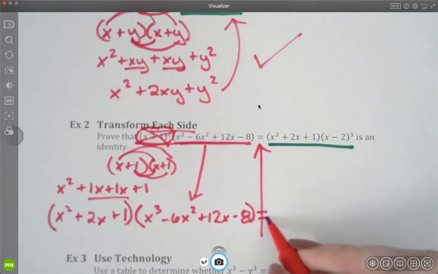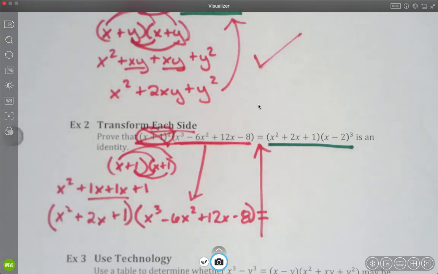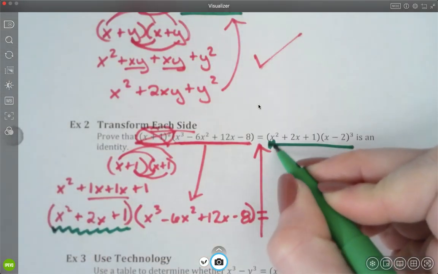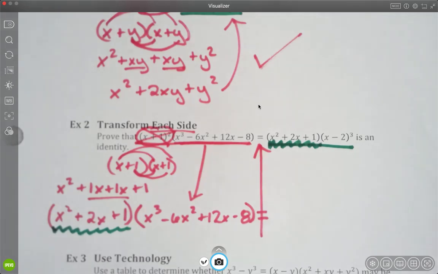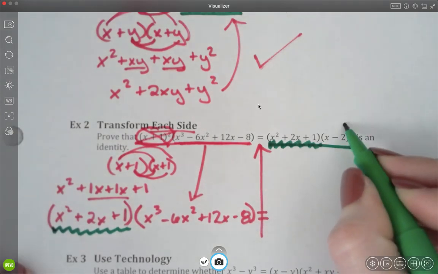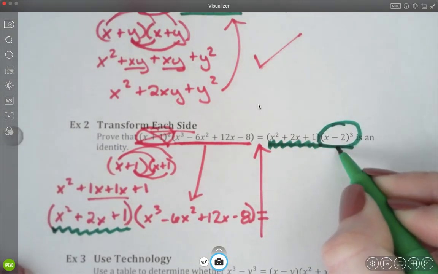I could multiply those two big, huge, long pieces together, but I don't want to do that because that's a lot of work. What you've noticed is that this piece right here, x squared plus 2x plus 1, is the same as x squared plus 2x plus 1 over here. So in order for these two to match up, the other one has to be the same. I need to figure out what this guy is and make sure that he matches up to be this.